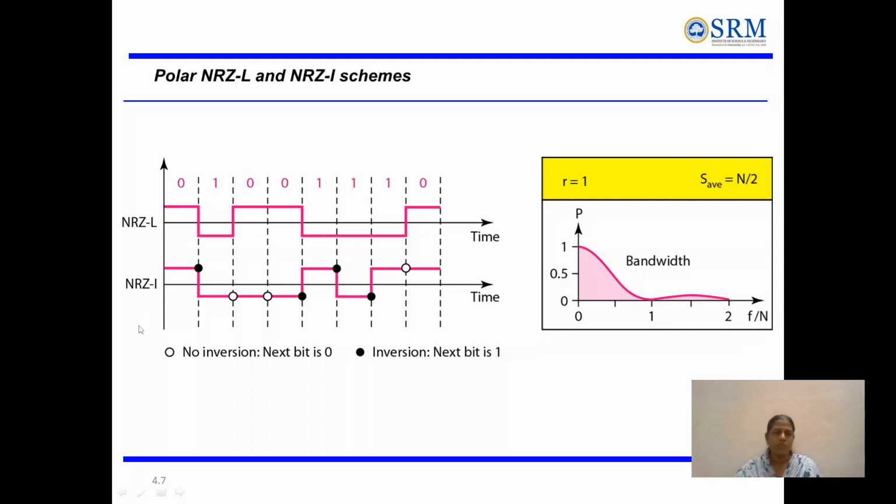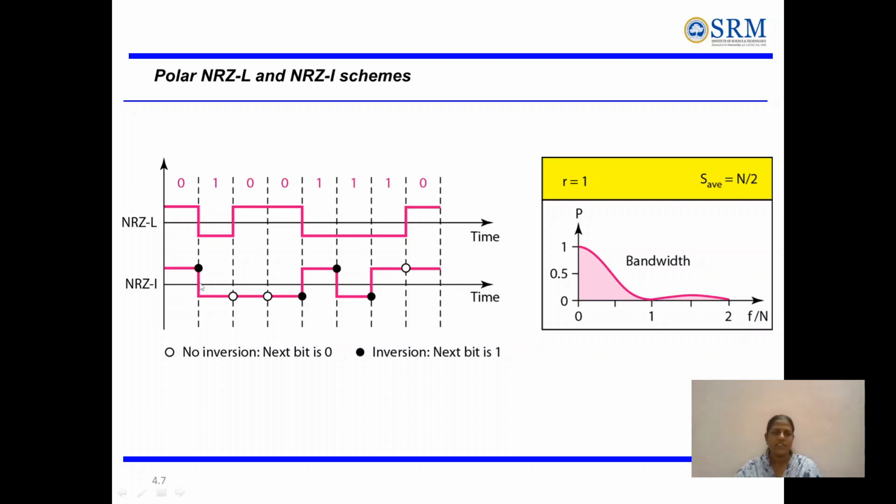Coming to the bottom diagram, here we can see the diagrammatic representation of non-return to 0 I. I stands for inversion. Coming to the bit positions, if the next bit is 0, there is no inversion in the signal, whereas if the next bit is 1, there is inversion in the signal. Let us look at the example so that we can understand how we are converting the bits to signals. First is 0. When the next bit is 0, there is no inversion. A 0 is represented as a positive voltage here.